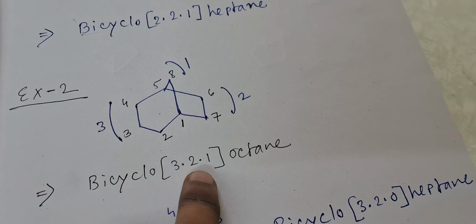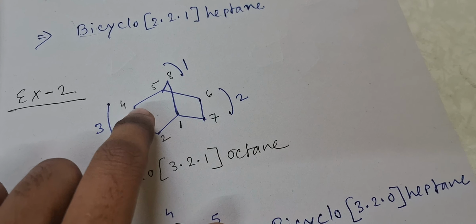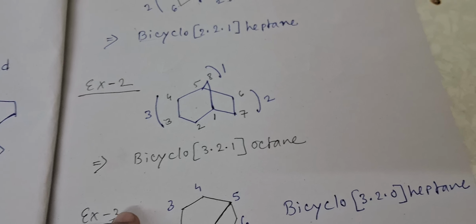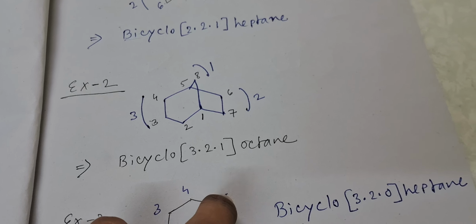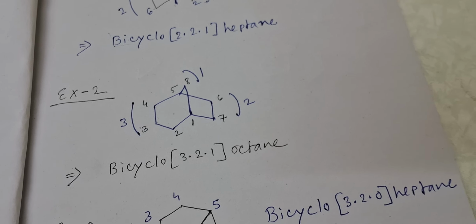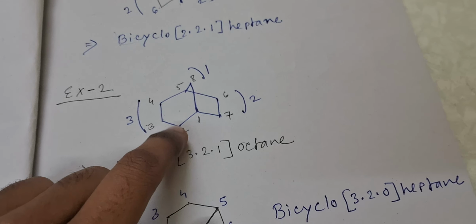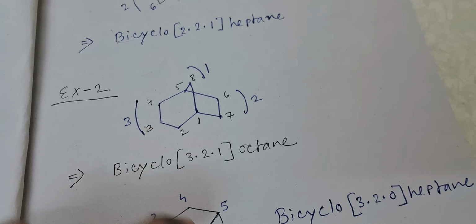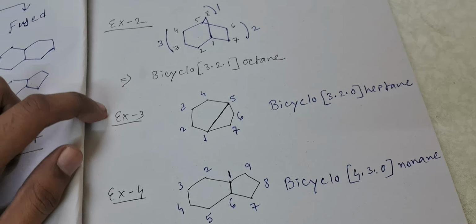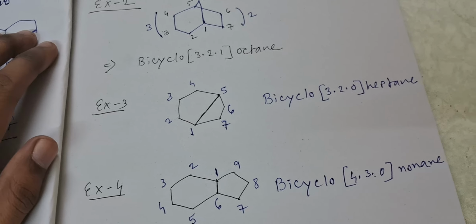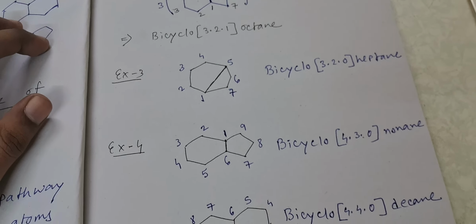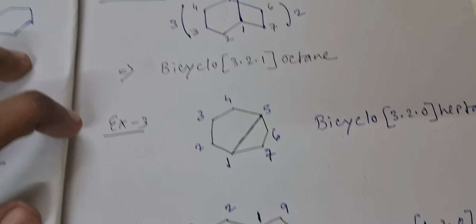So according to this 3 2 1, total number of carbon is 8, so octane. So bicyclo 3 2 1, close the square bracket and write total number of carbon atoms, octane, since there are 8 carbon atoms. Okay, so this is octane. In this way you can do the numbering and the nomenclature for any bicyclic compound.